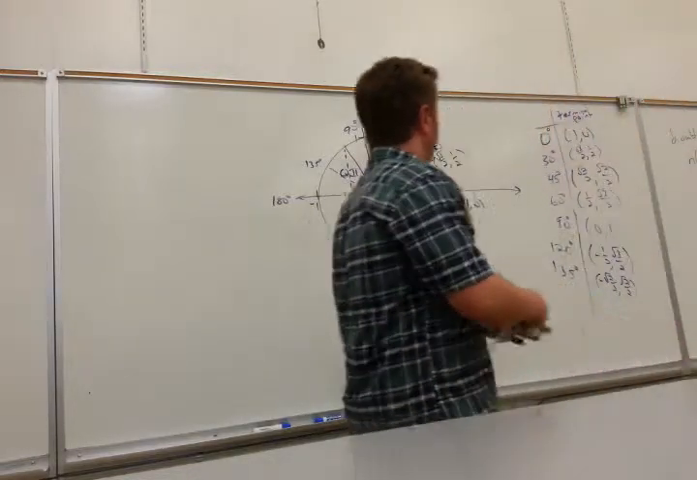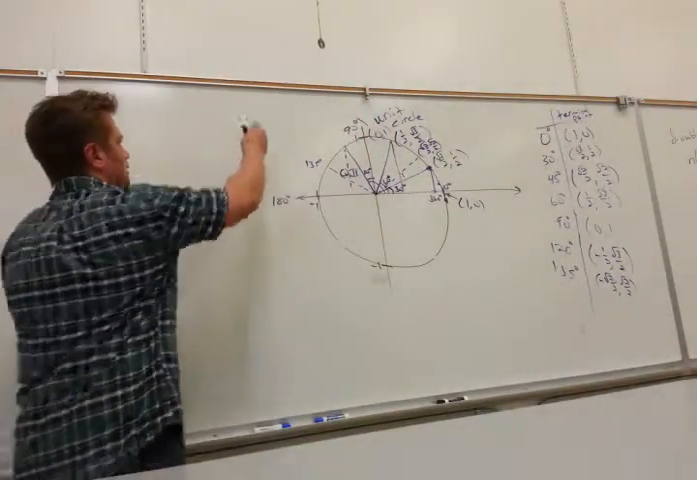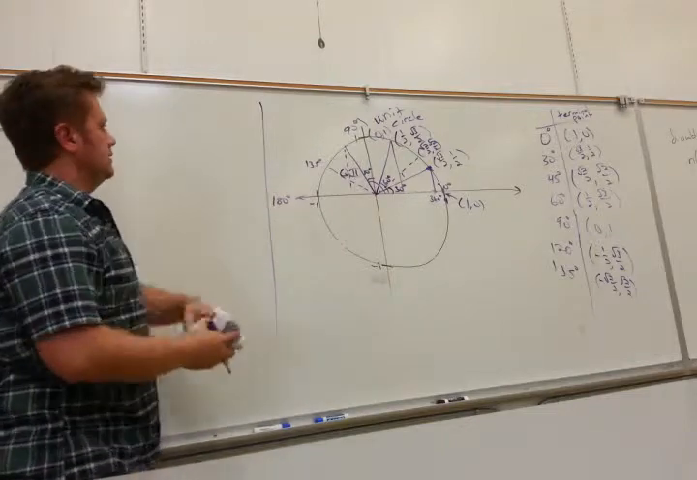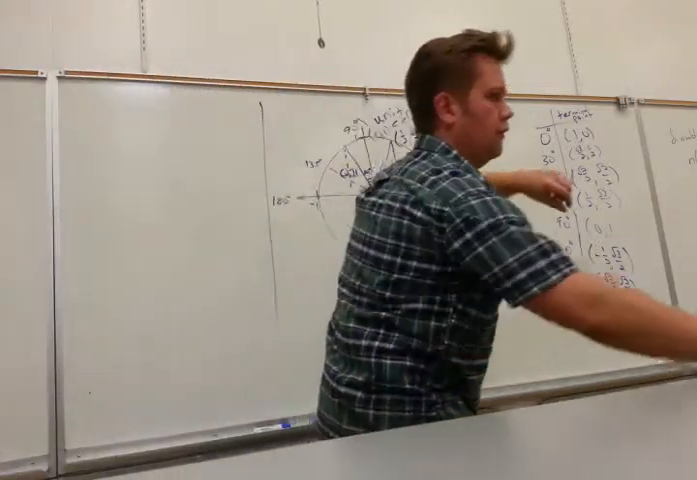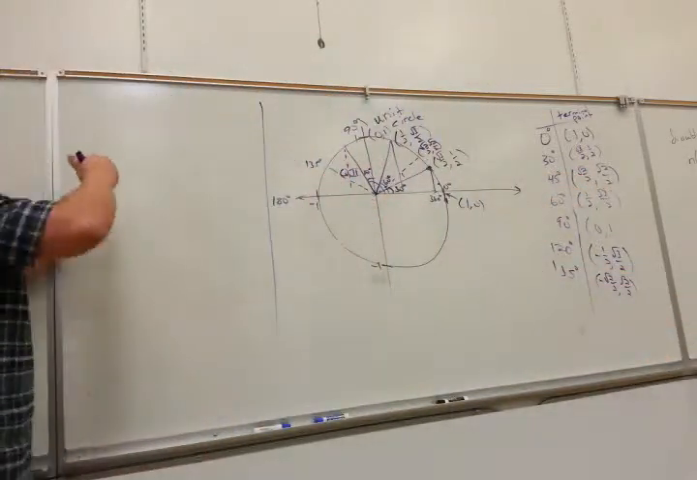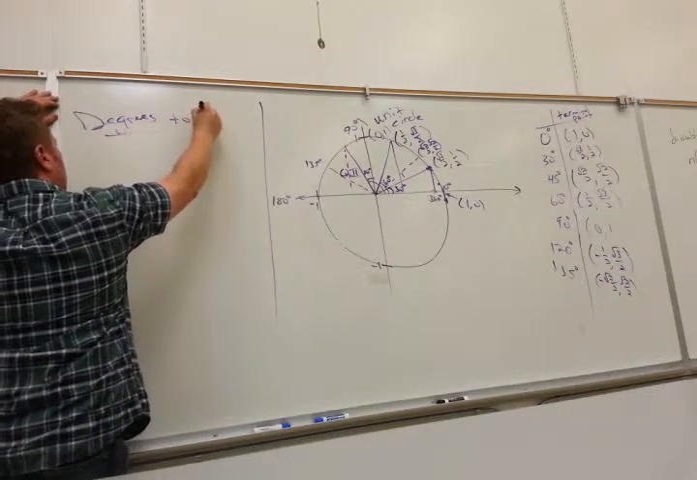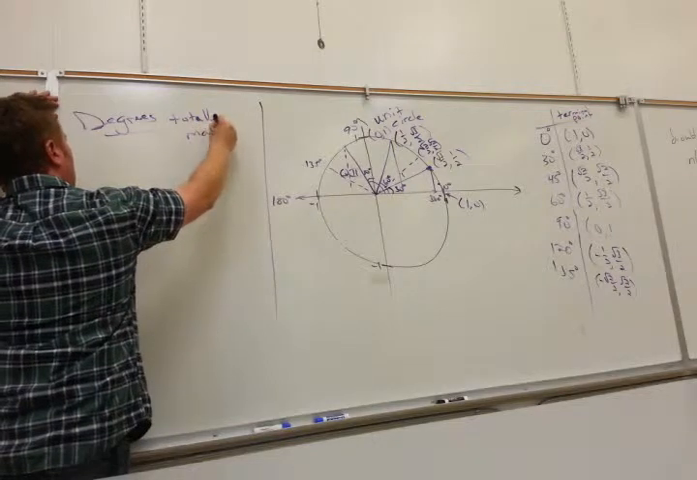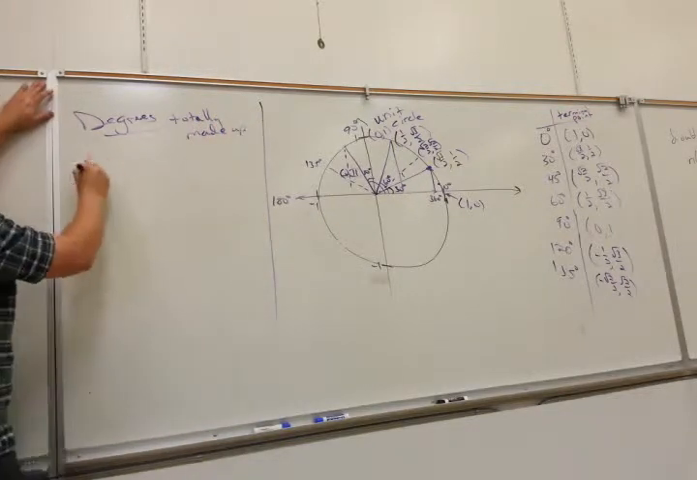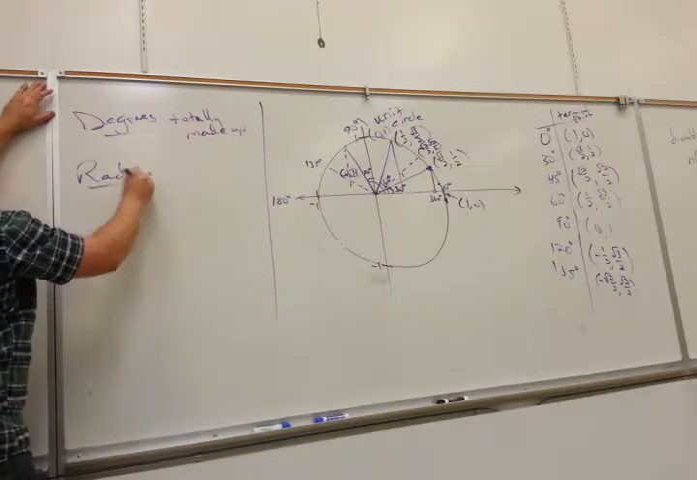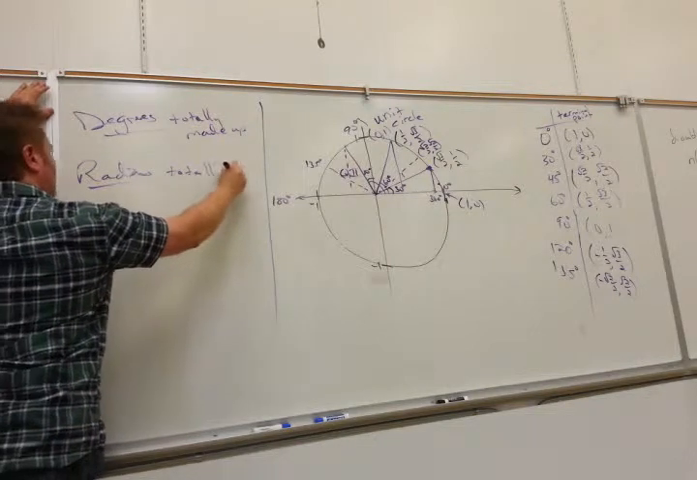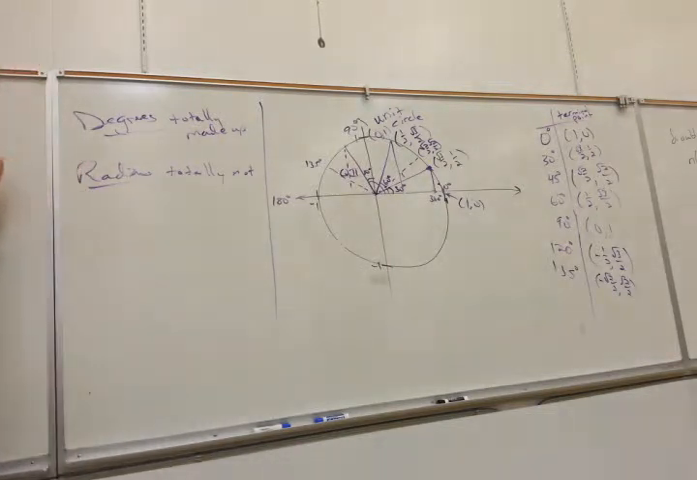So the only difference really between section 6.1 and 5.1 is instead of using degrees in 5.1, they use these things called radians. So degrees, totally made up. Radians, totally not. Because radians are based on the actual measure as you move around a circle.